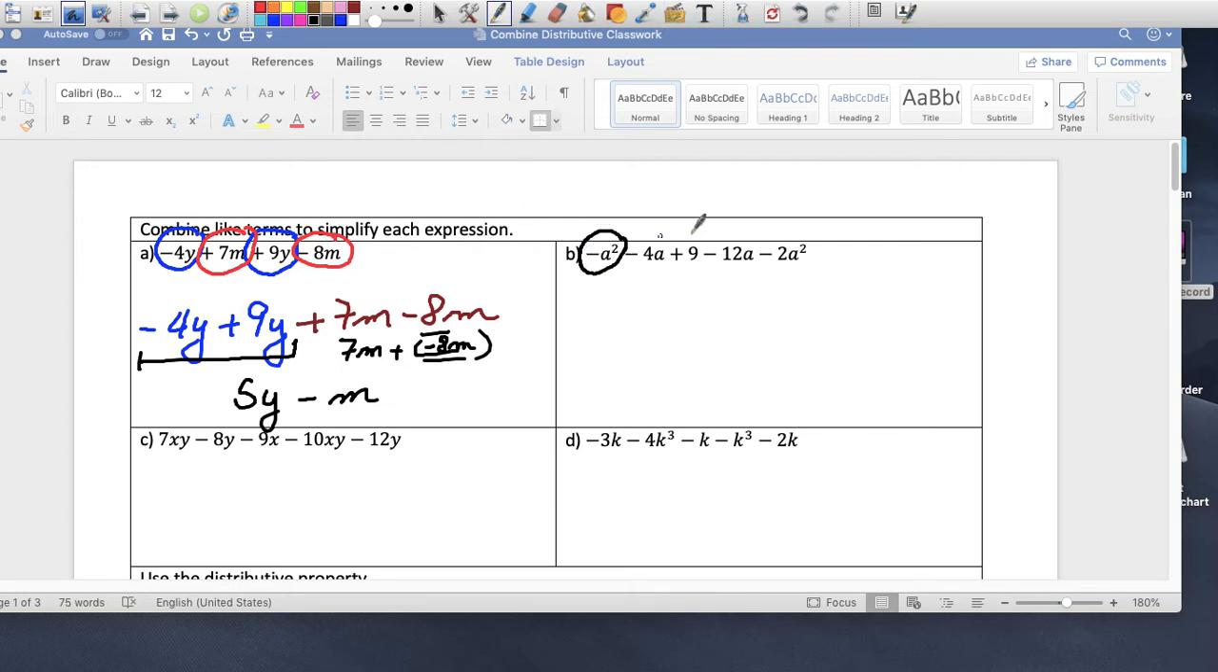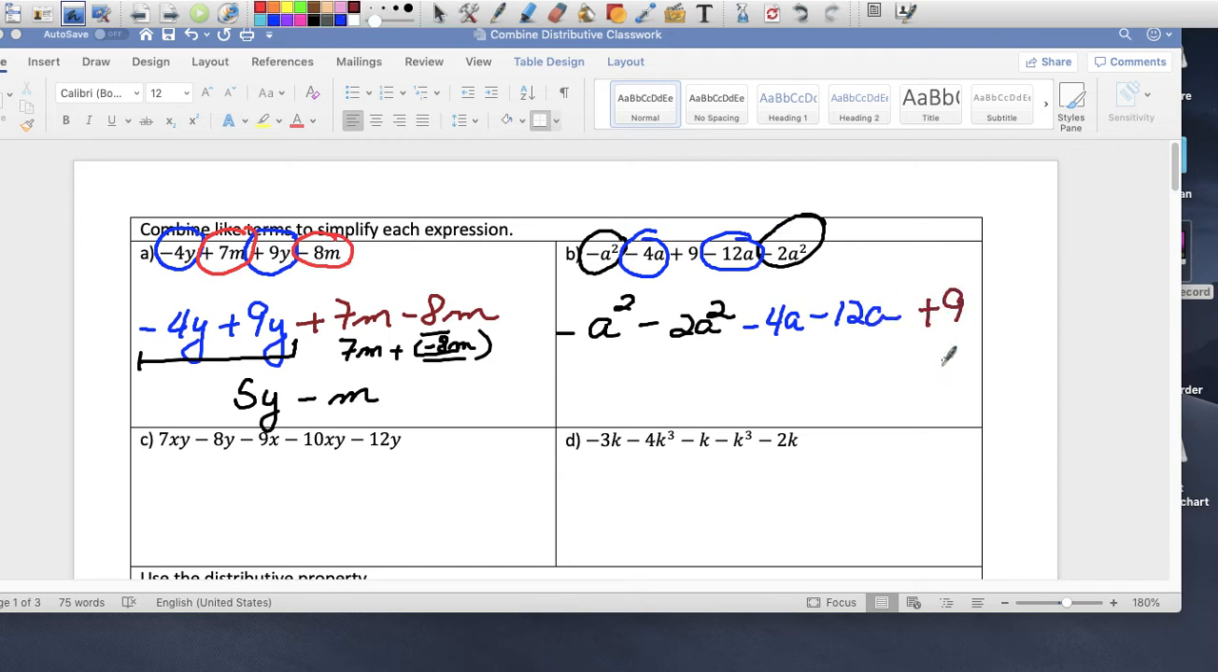A squared, negative a squared, negative 2a squared are the same. What else is the same? These two are a's, and this one is a, and the other one I'm not going to circle. So side by side, they should look something like this. Negative a squared minus 12, minus 2a squared, minus 4a, minus 12a, and lastly in red I'm going to use plus 9. I know already that the 9 is going to be part of my answer because there's nothing to do with the 9. Let's do the other one.